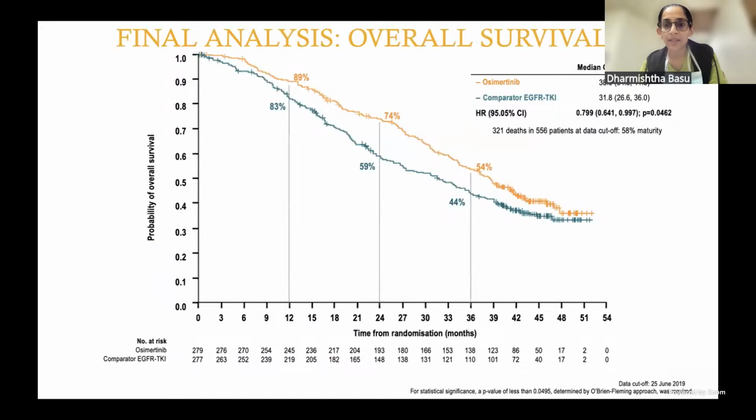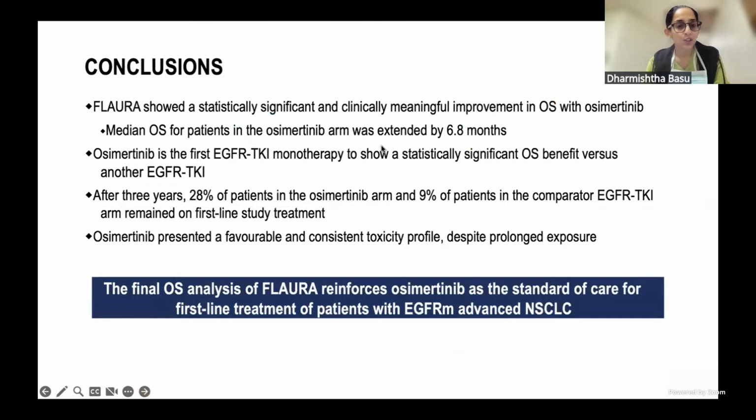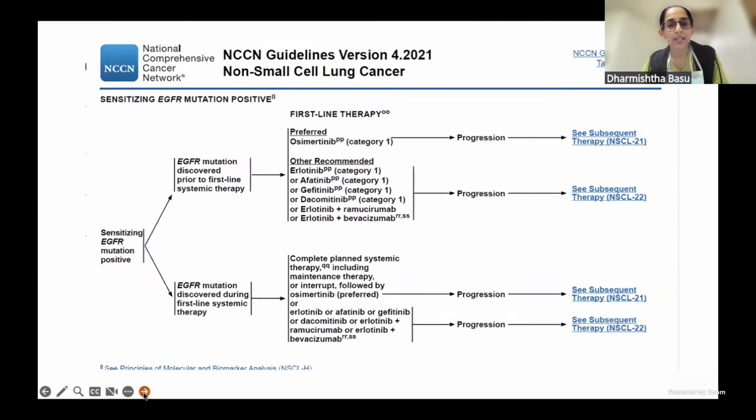The final OS analysis gave us osimertinib OS of 38.6 months with a comparator EGFR TKI arm OS of 31.8 months, with a hazard ratio of 0.79. This showed that FLAURA established osimertinib as the standard of care for first-line treatment of patients with EGFR mutant advanced NSCLC. The statistically significant OS as well as PFS benefit was proven by the study. So as we can see, though this is an older version of the slides, even in the latest 2025 versions, for EGFR mutant NSCLCs, the preferred frontline therapy is osimertinib.